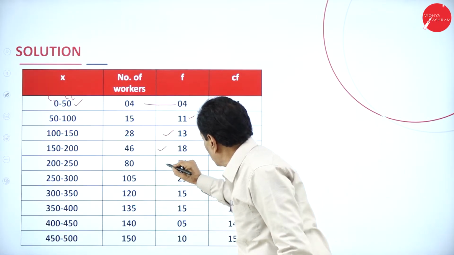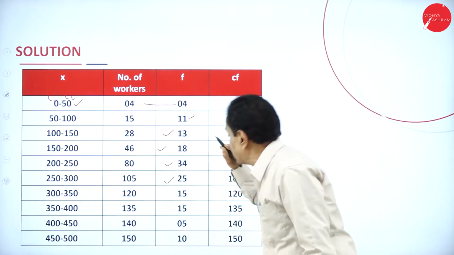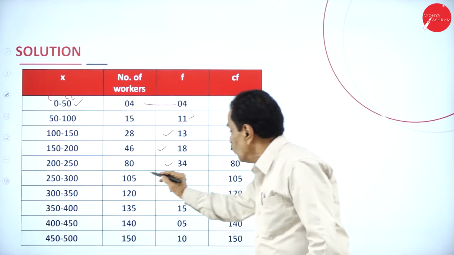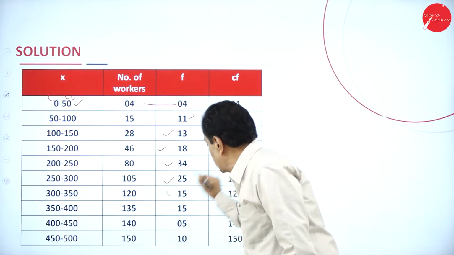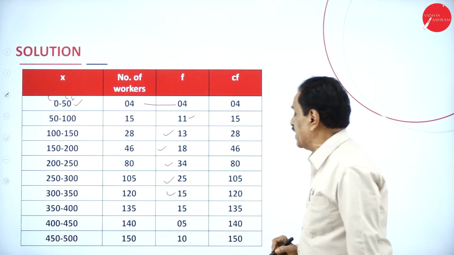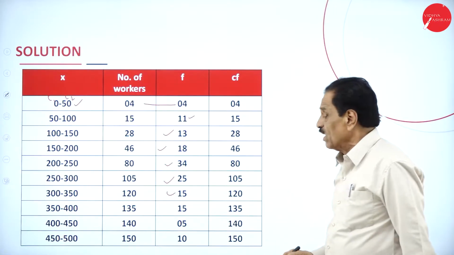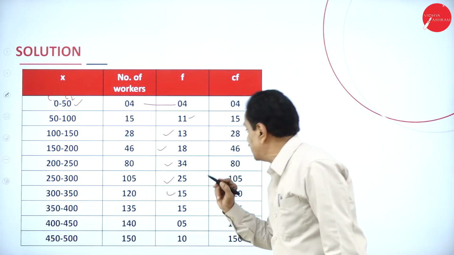46 to 80 difference is 34. 80 to 105 difference is 25. 105 to 120 difference is 15. 120 to 135 difference is 15. 135 to 140 difference is 5. 140 to 150 difference is 10.